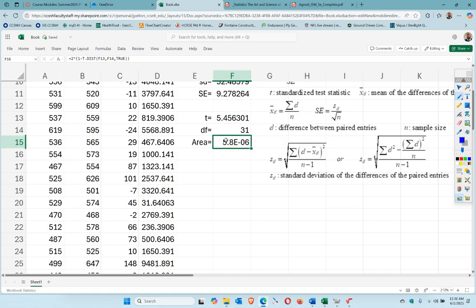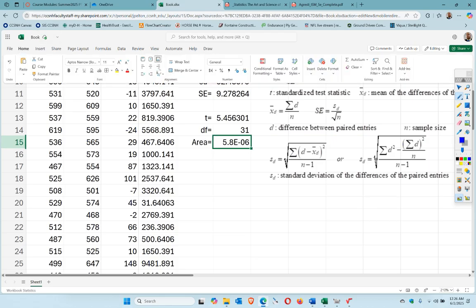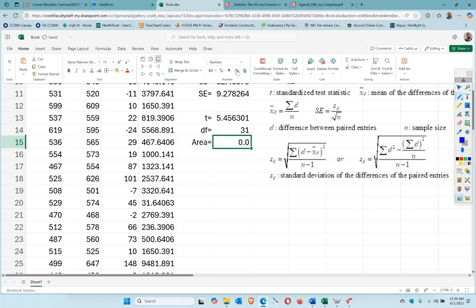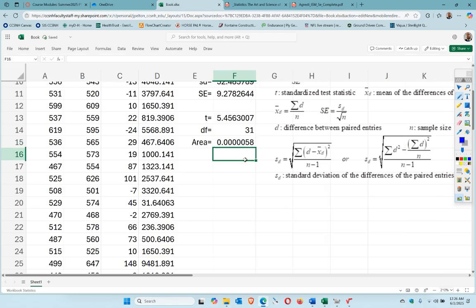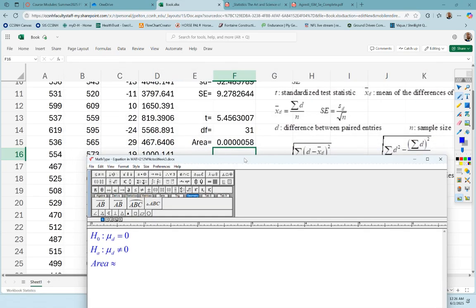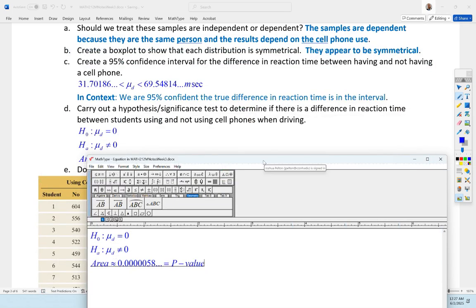Oof, that's pretty small. So let's change this to home, and we want numbers, and we'll increase the number of decimal places. That's close enough, right? I know it's a two-tailed test because it's not equal to. So my area is 0.00000558, which is my p-value, right?